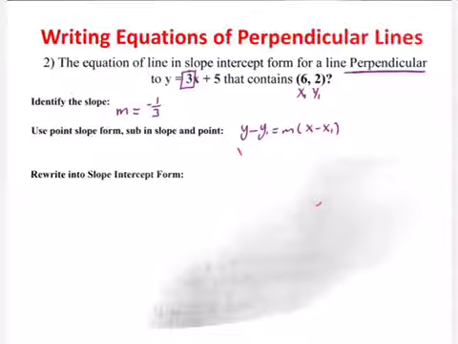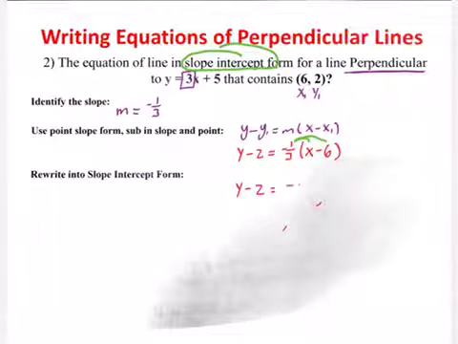So when we plug these values in, we've got y minus 2 equals negative 1/3 times x minus 6. So that's point slope form, but they want our answer in slope intercept form. So that means we have to distribute our slope. And that changes our equation to y minus 2 equals negative 1/3 x plus 2. Then the last thing we need to do is add 2 to both sides. And our final answer in slope intercept form is y equals negative 1/3 x plus 4.